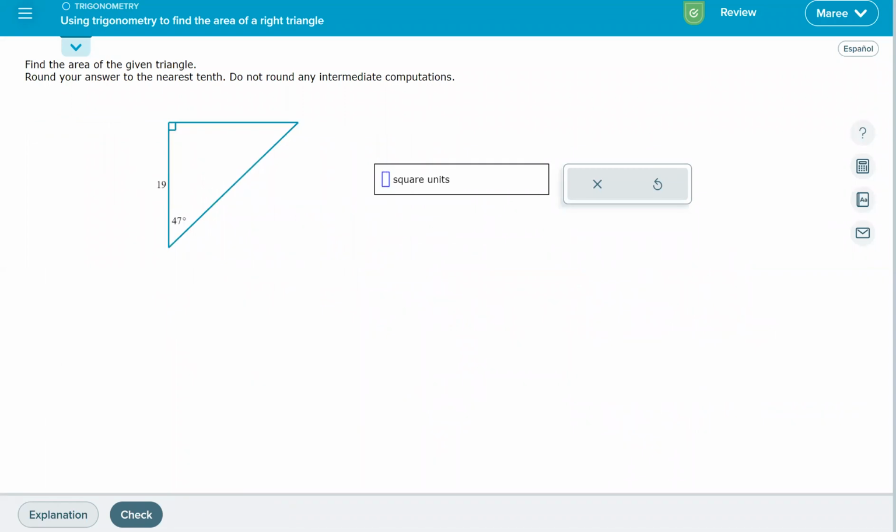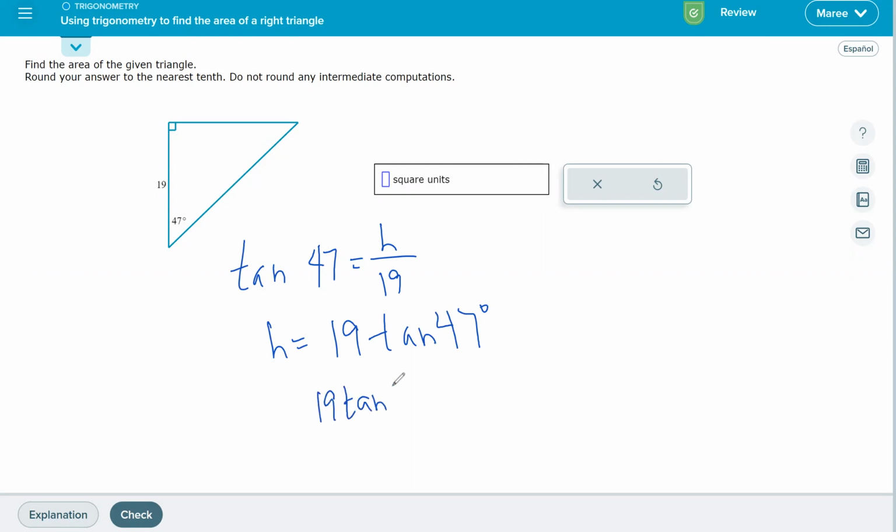So now we are missing the height. I figured out a pattern. We know tangent 47 equals the height divided by 19. That's opposite over adjacent. So then our h is equal to 19 times tangent 47 degrees. So we'll take that h, times it by the base, and divide by 2.